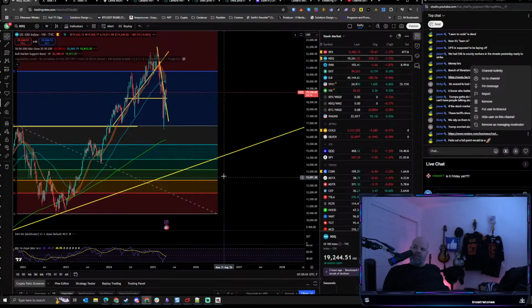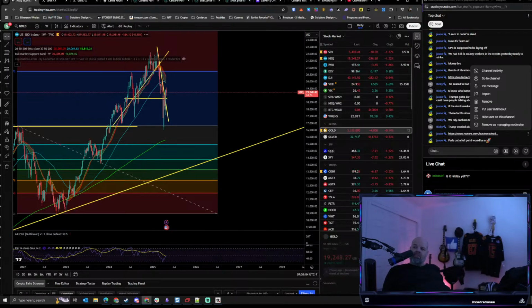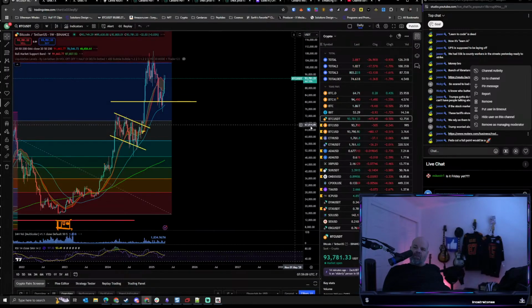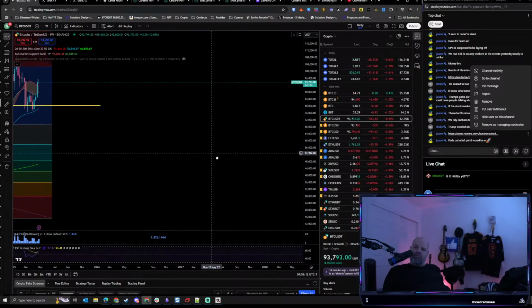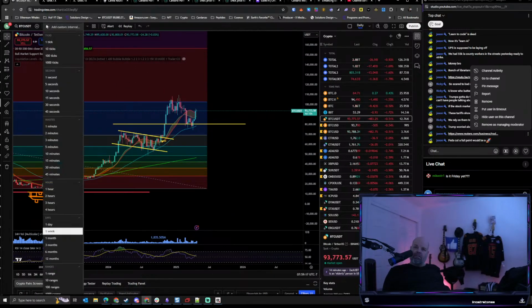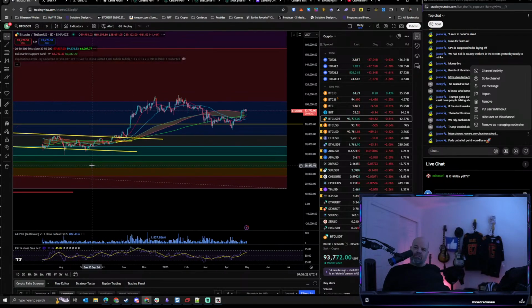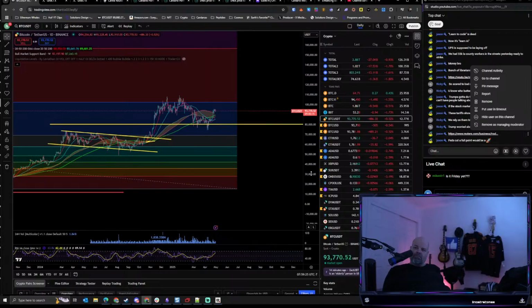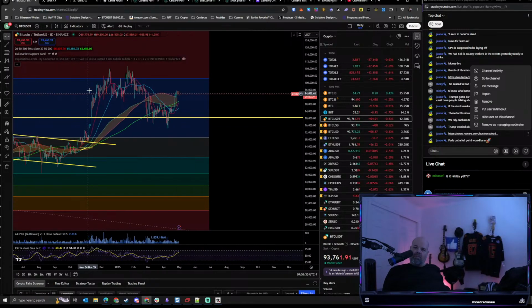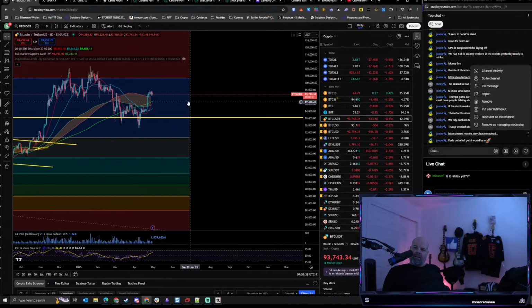SPY down 70, NASDAQ down 300, gold down $5. Bitcoin at 93.7. Just hanging around that number. It's been around for a minute, for about 2 weeks now. This is where we were on the way down a couple weeks ago. Now on the way back up, just kind of.